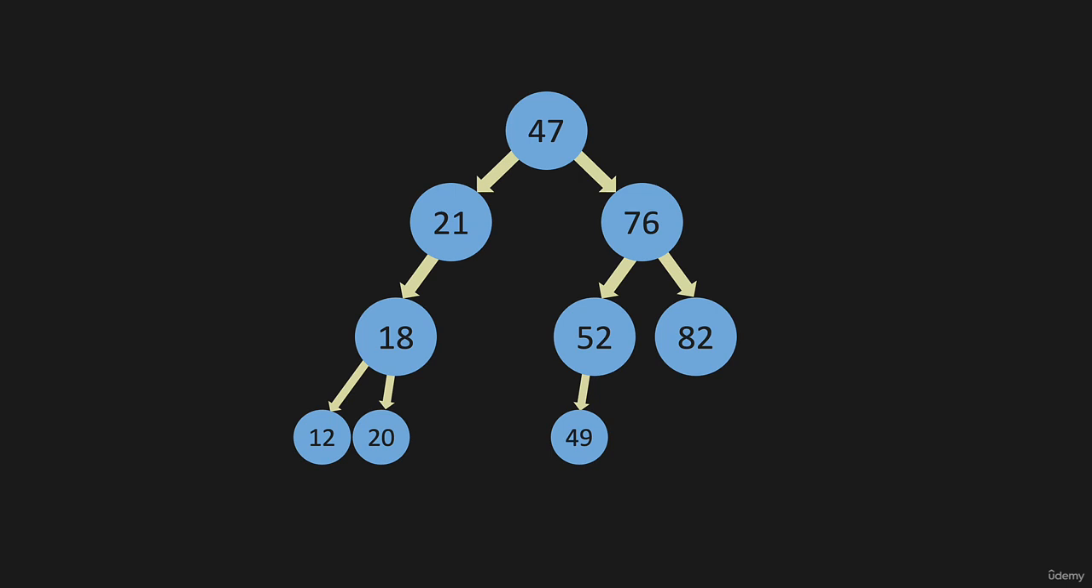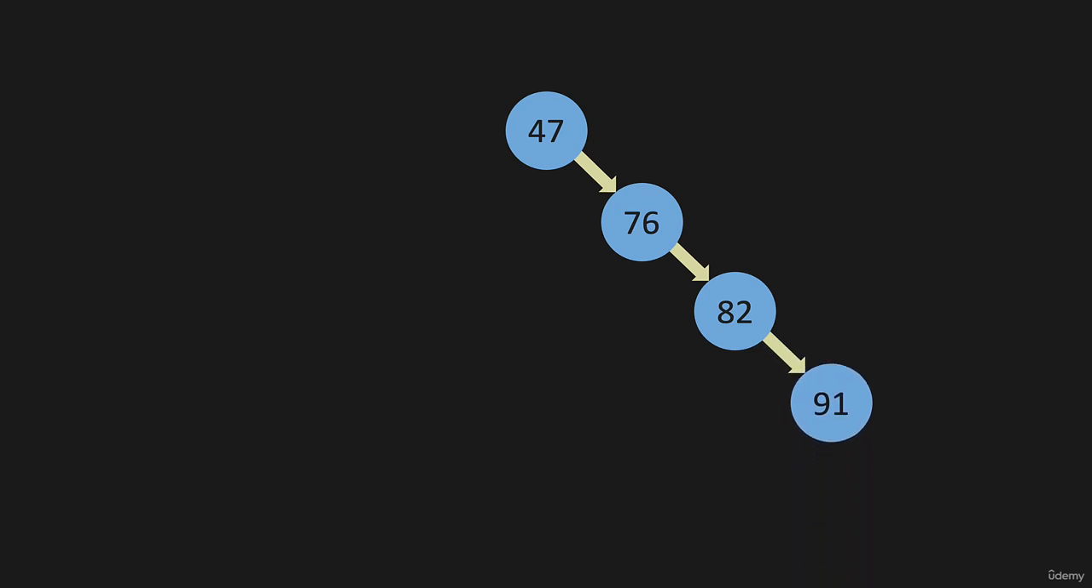But now let's look at our worst case. Our worst case would be if we had a node, and then the next one was greater than, and it goes to the right, and the next one is greater than that, and it goes to the right of that one, and the next one is greater than that, and it just keeps going on and on in a straight line.